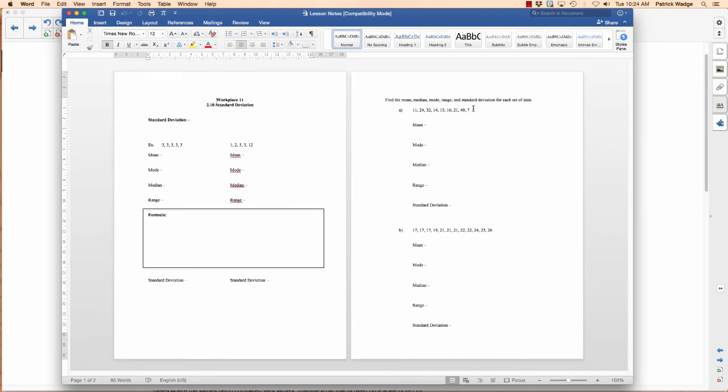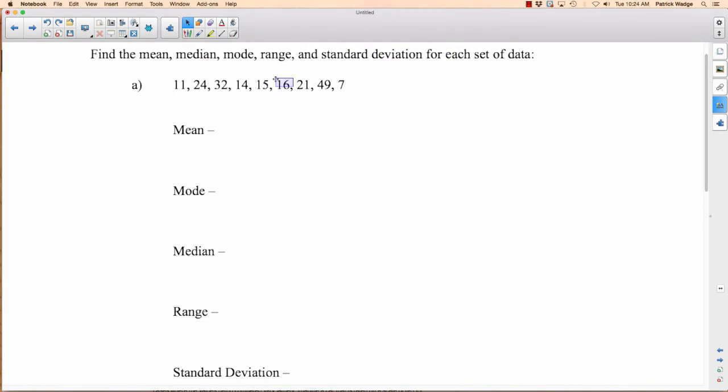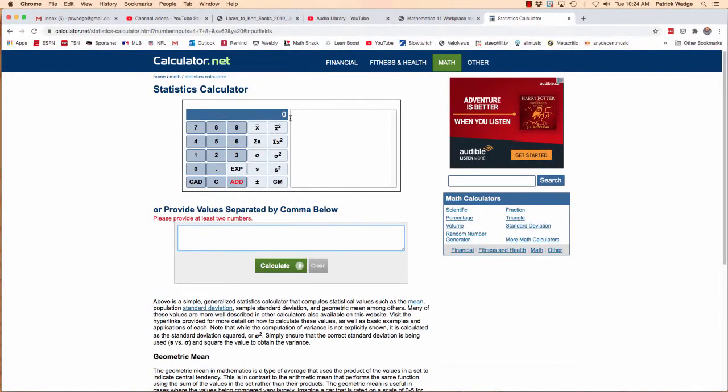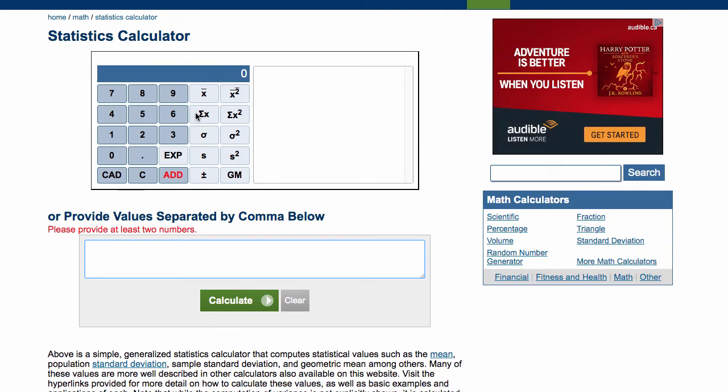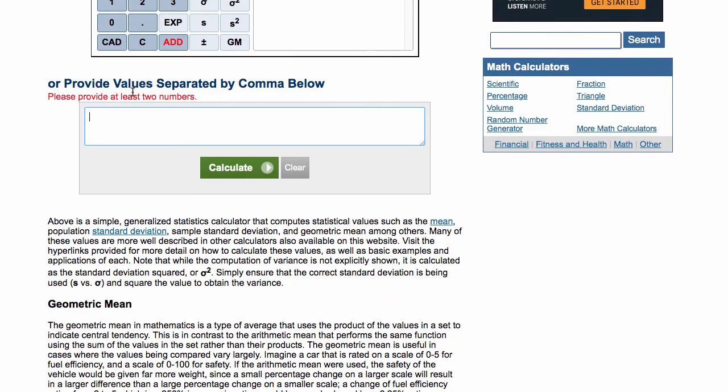So the first thing I'm going to do is I'm going to cheat, and I'm going to copy this first question here. I can't copy it here, so now I have copied it. And all I'm going to do is I'm going to go to a calculator online. I found this one, Calculator Net, and it works very well. I'm actually going to go down here. I know this looks more like the calculator you're used to, but if you go down here, it says provide the values separated by a comma below. So I just paste in all my values here, and there we go. There is a comma between each one of them. Notice it doesn't even matter whether they're in order from smallest to biggest.